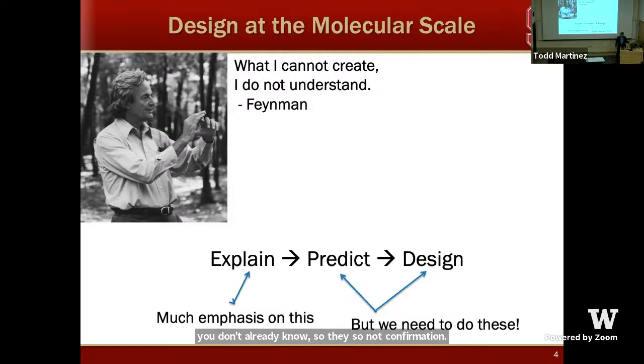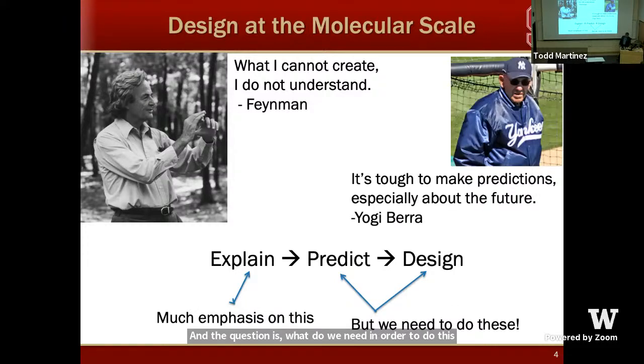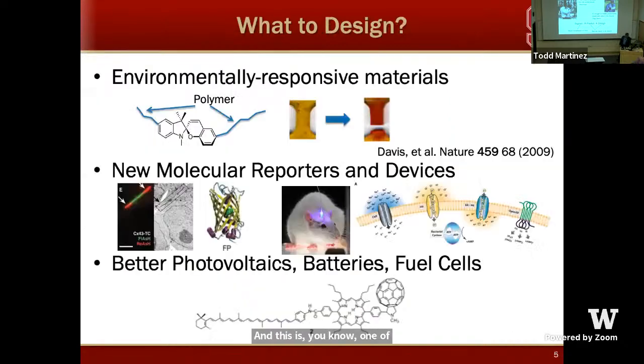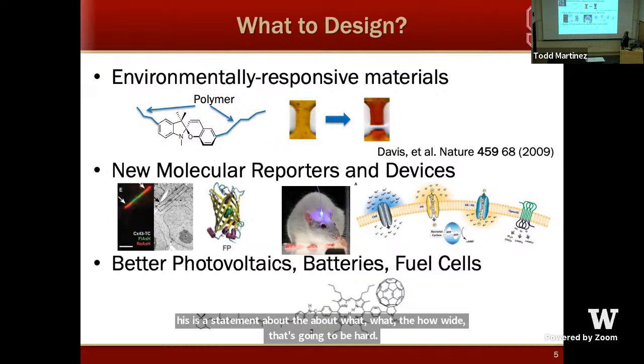And the question is, what do we need in order to do this? What do we need in order to take theory and computation and make it really capable of doing that? And this is one of America's favorite philosophers, and his statement about why that's going to be hard. So then the question is sort of what to design.